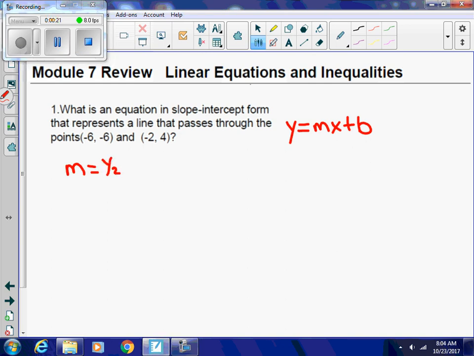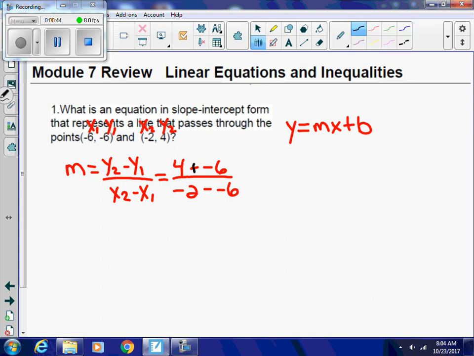It is y2 minus y1 over x2 minus x1. You can label your points if you need: x1, y1, x2, y2. So we've got 4 minus -6 over -2 minus -6. So we're going to get 10 over 4, which actually reduces to 5 halves. So our slope m is 5 halves.